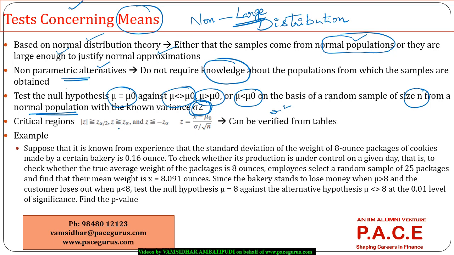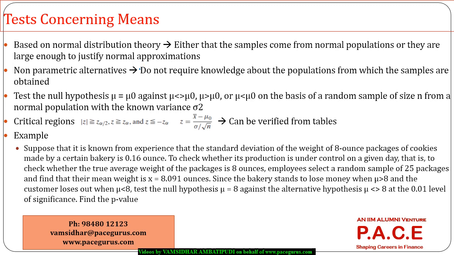In that case, the critical region, going with the likelihood ratio test, is modulus of z greater than or equal to z alpha by 2 in case of a two-tailed test. Z is greater than or equal to z alpha when my alternate hypothesis is mu greater than mu naught, and z less than or equal to minus z alpha when my alternate hypothesis is mu less than mu naught. And the test statistic that I am using, if the data is coming from a normal population, which is more appropriate for testing of means, is z equal to x bar minus mu by sigma by root n.